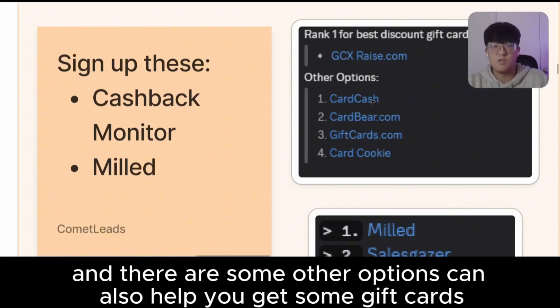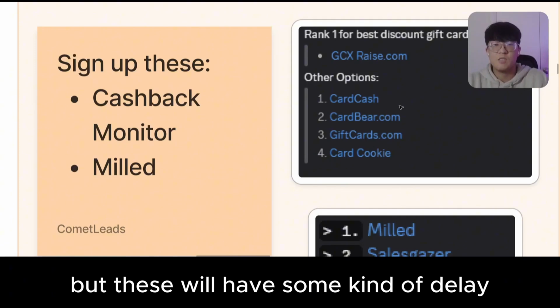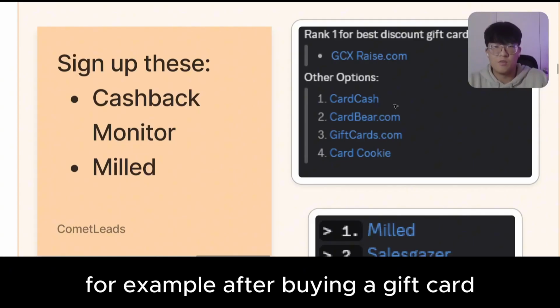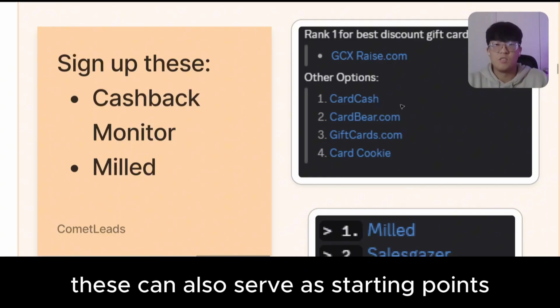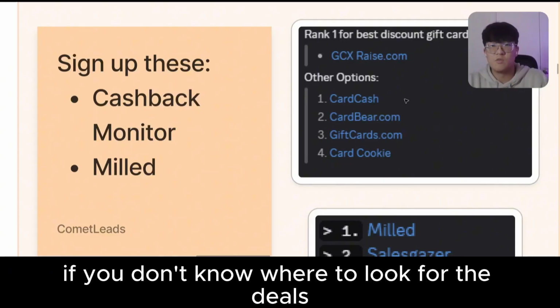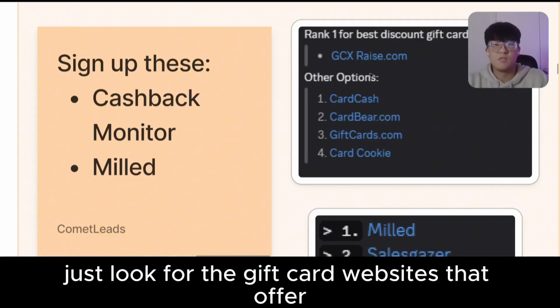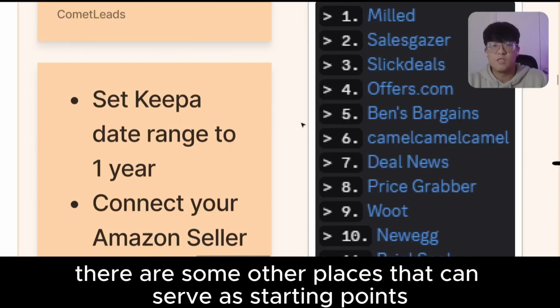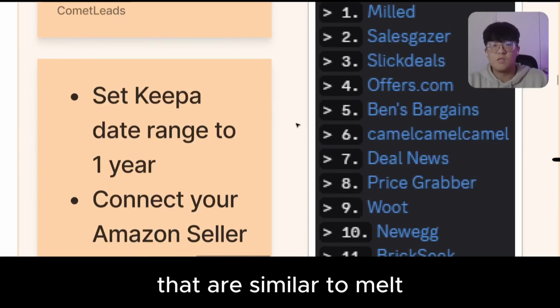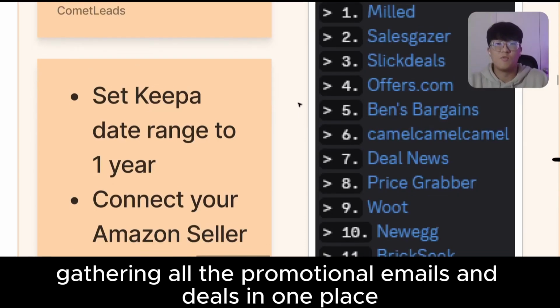There are some other options that can also help you get some gift cards, but these will have some kind of delay. For example, after buying a gift card, you may or may not receive your card until 24 hours later. These can also serve as starting points. If you don't know where to look for the deals, just look for the gift card websites that offer the most amount of discounts. There are some other places that can serve as starting points that are similar to Mild, gathering all the promotional emails and deals in one place.